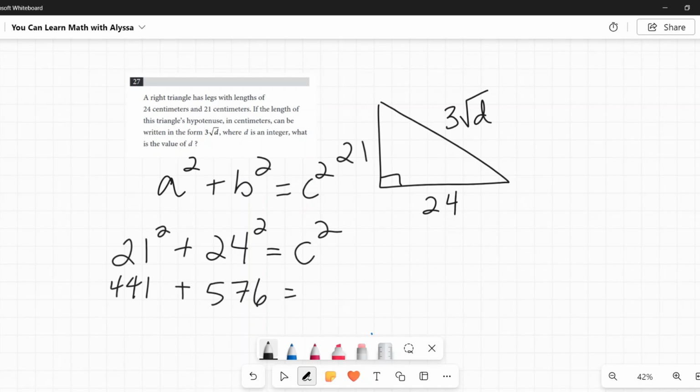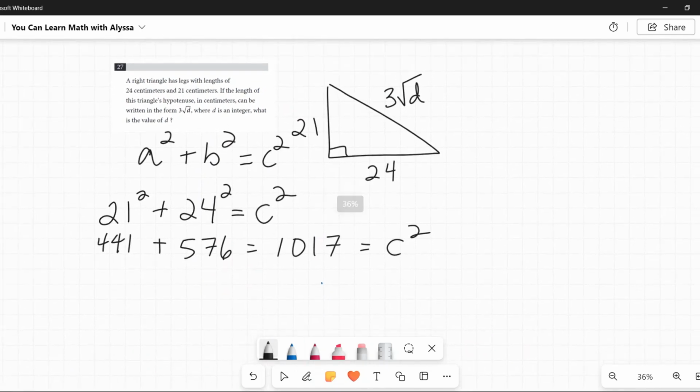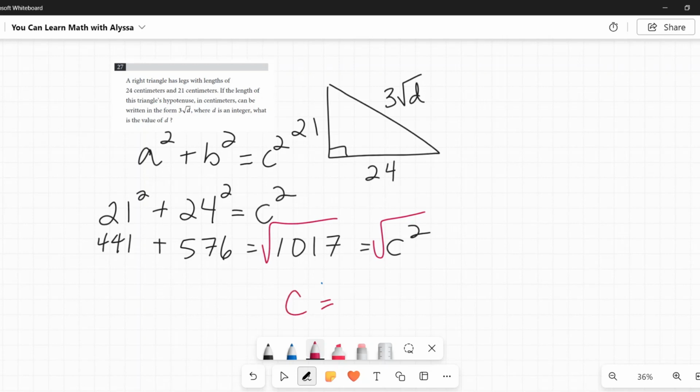And if I add those together, I get 1017. And that is my C squared. And to solve for C, I would need to take the square root of both of these. So C is equal to the square root of 1017. And I need to simplify that.